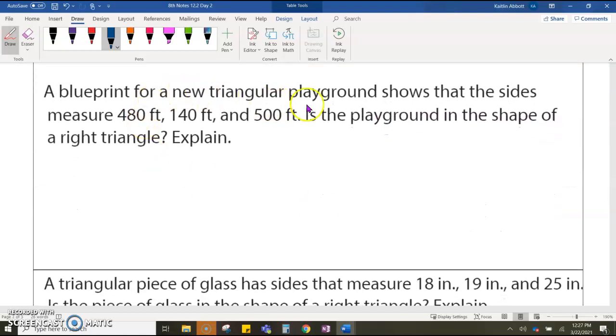So it says a blueprint for a triangular playground shows that the sides measure 480 feet, 140 feet, and 500 feet. Is the playground in the shape of a right triangle? Explain. We've got to find the biggest one. 480, 140, 500. 500 is the biggest one. That is our C, and these are our A's and B's. So it's going to be equal to 500 squared. These are going to be some big numbers. And then we can do 140 squared plus 480 squared.